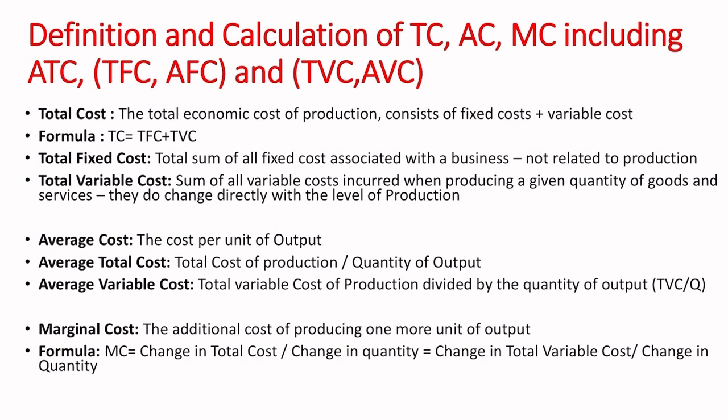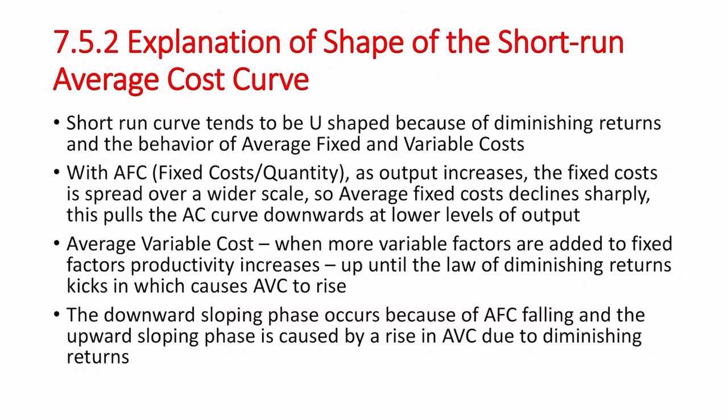Average cost is the cost per unit of output. Average total cost is the total cost of production divided by the quantity of output. Average variable cost is the total variable cost of production divided by the quantity of output. Marginal cost is the additional cost of producing one more unit of output, and its formula is the change in total cost divided by the change in quantity, or the change in total variable cost divided by the change in quantity.